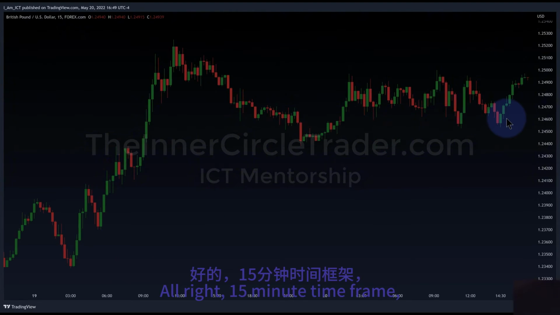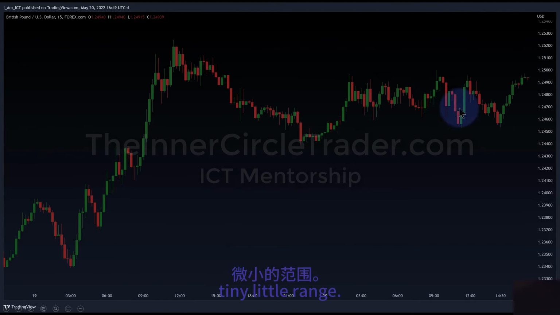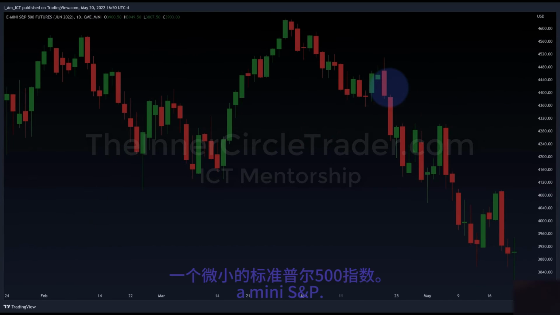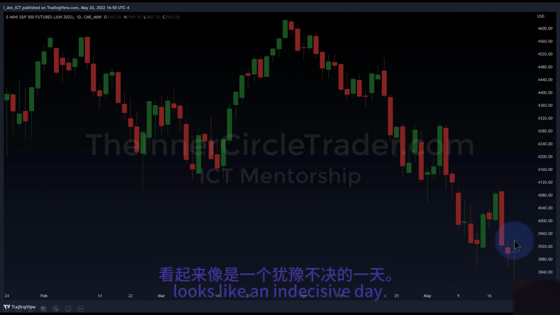All right, 15-minute time frame, British pound versus US dollar, just a real small, tiny little range. Now contrast this price action with that of euro with E-mini S&P. Looks like an indecisive day.